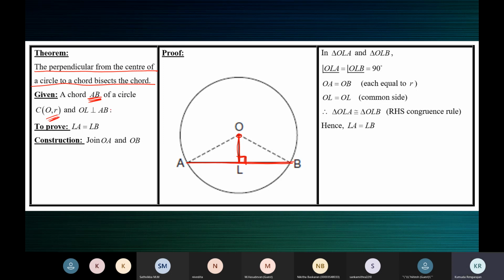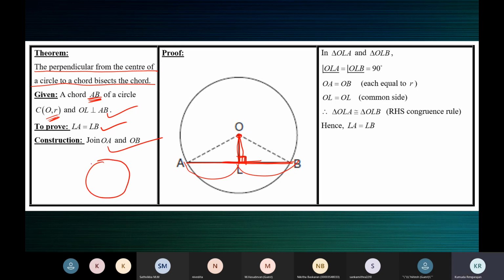And what else do we know? We know that OL is perpendicular to AB. We are given that OL is perpendicular to AB. What is it that we have to prove? We'll have to prove that LA is equal to LB. So for the construction, join OA and OB.